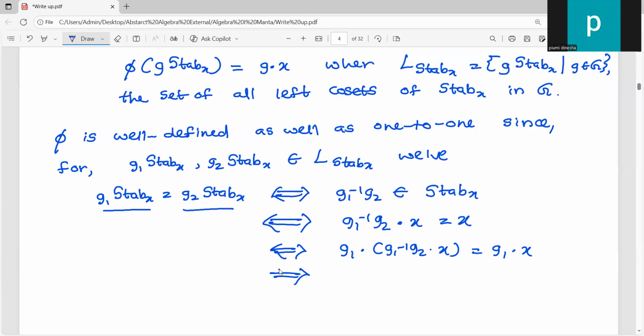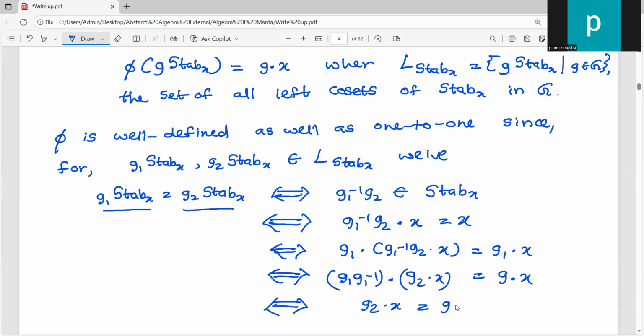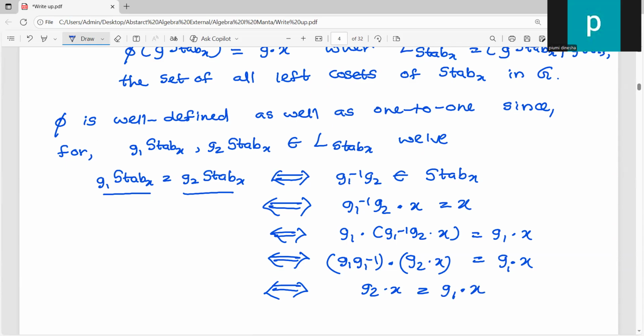Now, this is a simple calculation. From here, we can simply get G1 inverse dot G2 dot X equals G1 dot X. This is if and only if, since G1 times G1 inverse gives you the identity. Identity times any element, by definition of group actions, you get that element. So we've got G2 dot X equals, oh sorry, this is G1, G1 dot X. What does this give you?